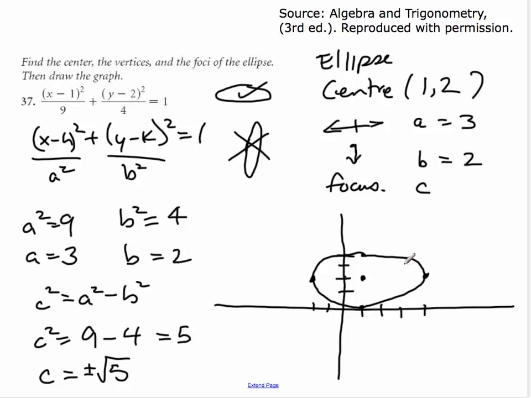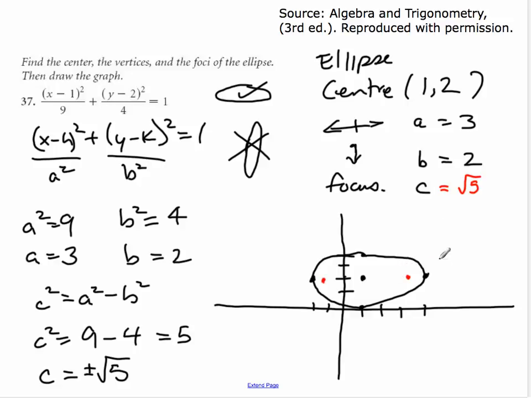The only other piece that I need to do is to figure out where my focus points are. I'll maybe use a different color for those. C we found to be root 5. And the square root of 5, if you do it on a calculator, will be like 2.1, 2.2, something like that. So I'll just ballpark where it would be. It'd be over 1, 2, and a little bit. So there'd be my one focus point. 1, 2, and a little bit the other way, there'd be my other focus point.